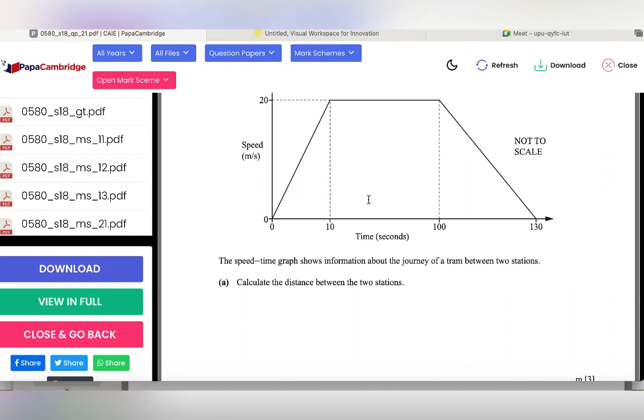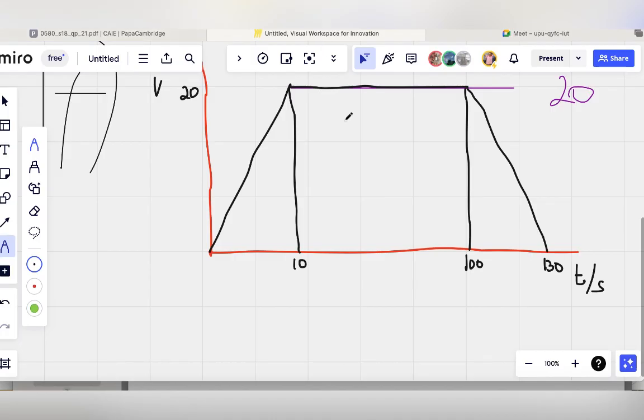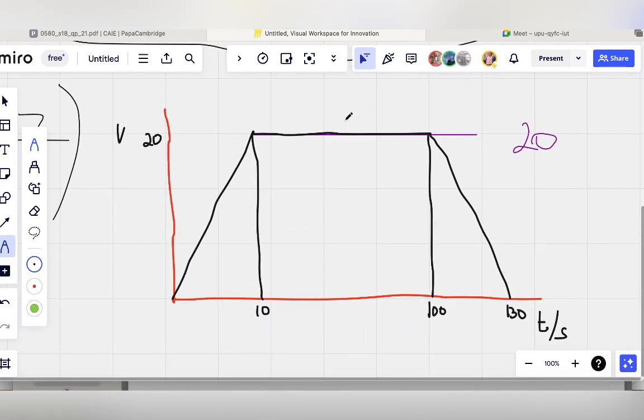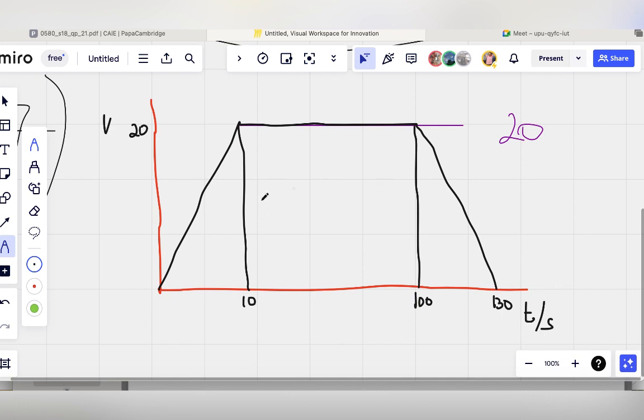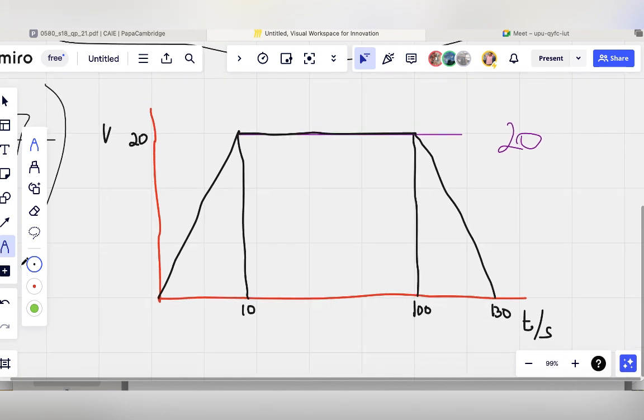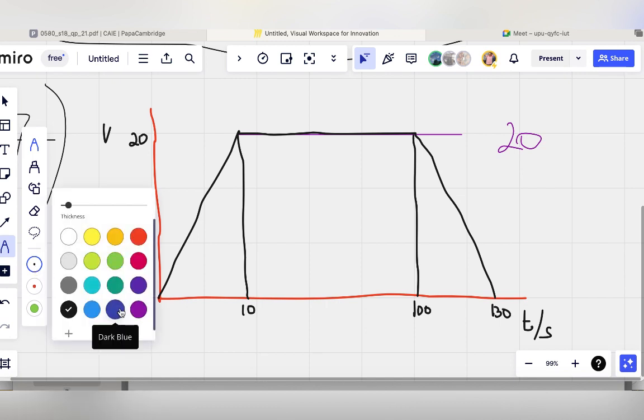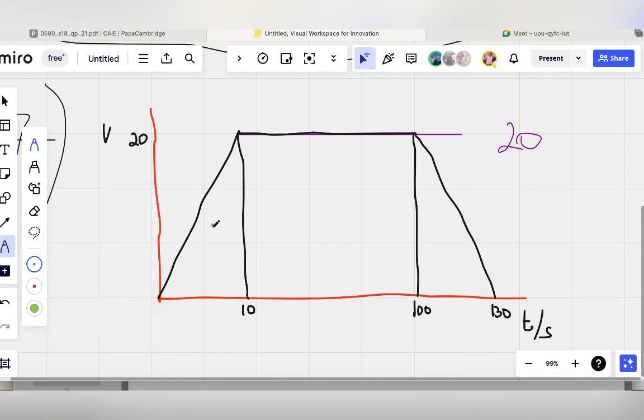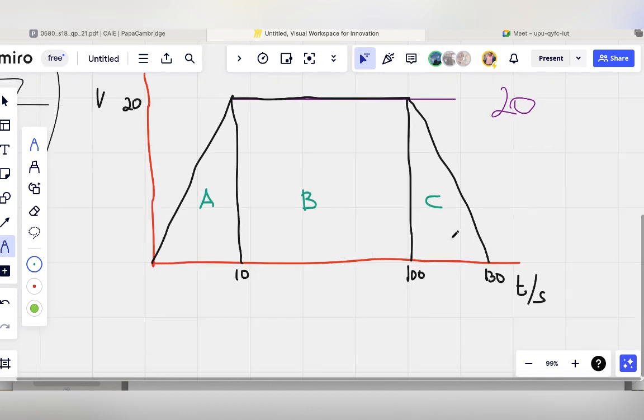The distance in a speed time graph is the area under the graph, meaning the area of this whole space. So we break this graph into three. We call the first one A, this one B, and this one C. What we're going to do is find the area of this triangle, the area of this rectangle, and the area of this triangle, and then we add them together.